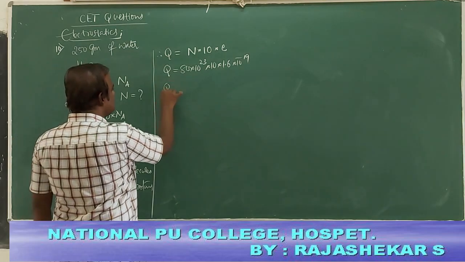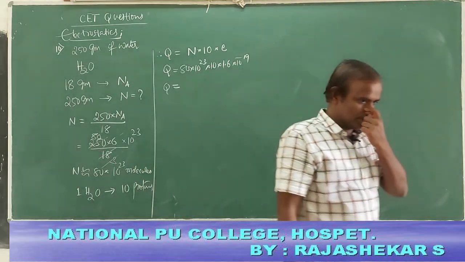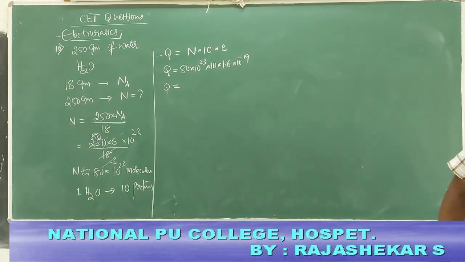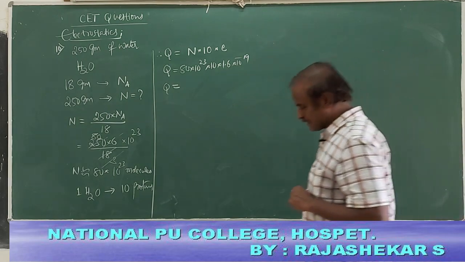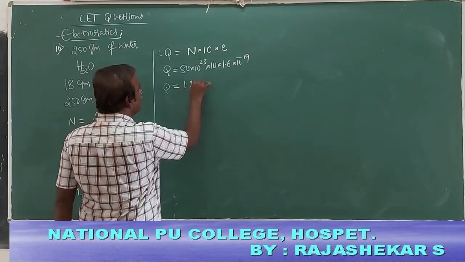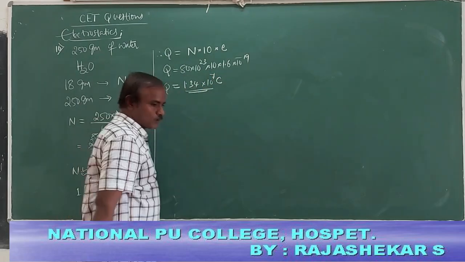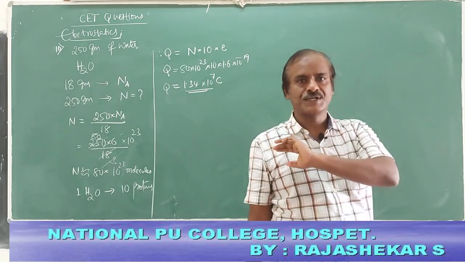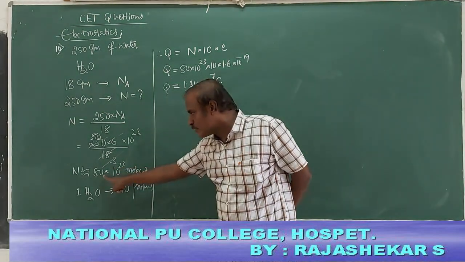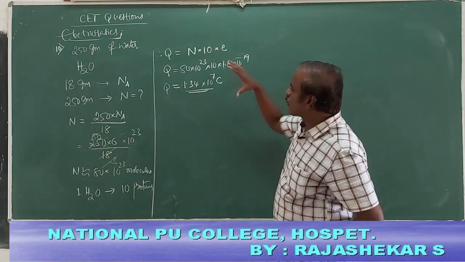This is the answer you are going to get, friends. According to the answers, this is nearly 1.34 into 10 to the power 7 coulomb you will get, nearly. According to the options given, one of the answers nearly comes. And remember, students, I have rounded off one number here. In fact, it is 80 point something, but I have rounded off.